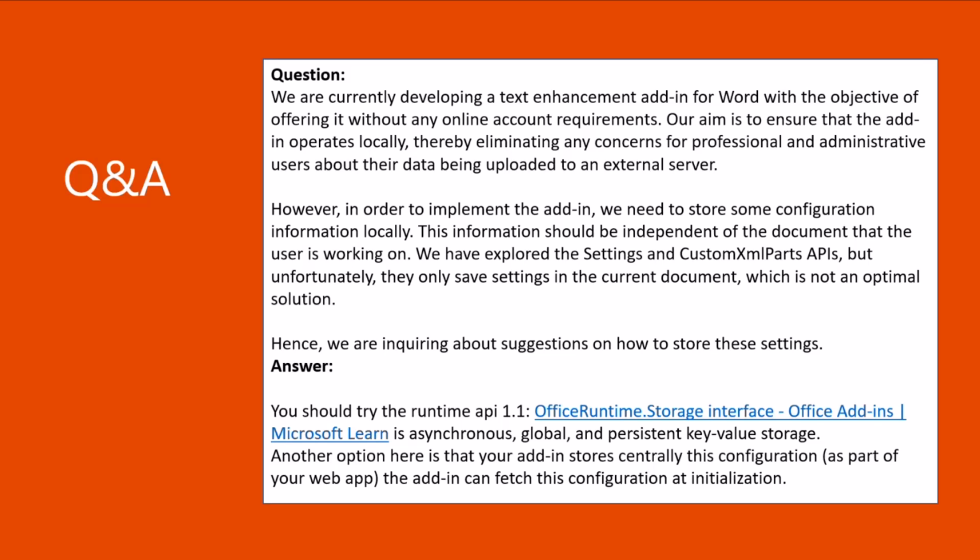The answer to this is you should try the Runtime API 1.1. The link to this is offered here, the Office Runtime Storage Interface, as a Microsoft Learn link. The Runtime API is an asynchronous, global, and persistent key-value storage. Another option here is that your add-in stores this configuration centrally as a part of your web app. That way, the add-in can fetch this configuration at initialization.